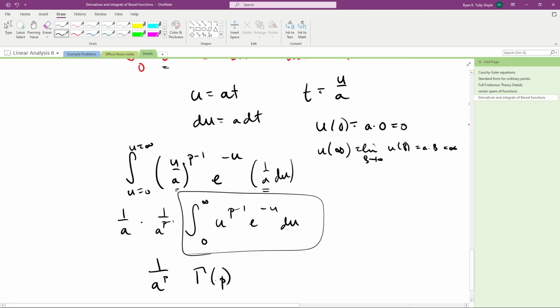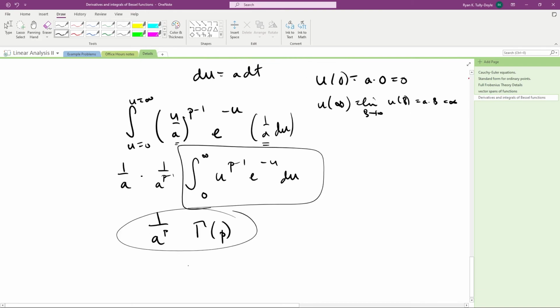Remember, the variable is a dummy variable. It doesn't matter if it's u or t or n or x or whatever. That is gamma of p. And so this is the answer. 1 over a to the p gamma of p is what you get when you start with the integral of t to the p minus 1 e to the minus at dt.